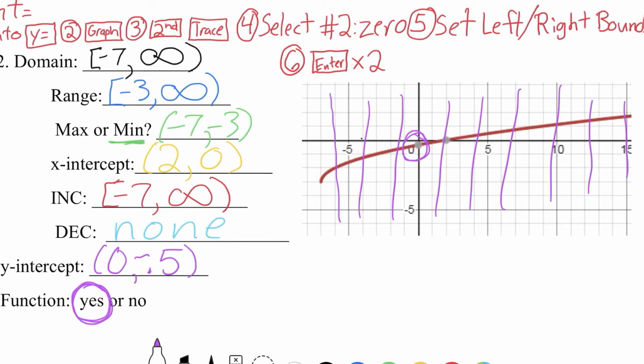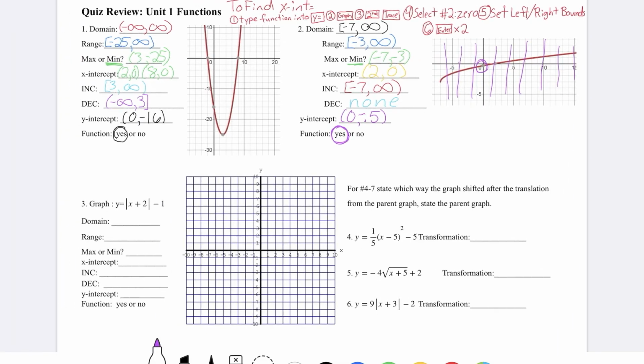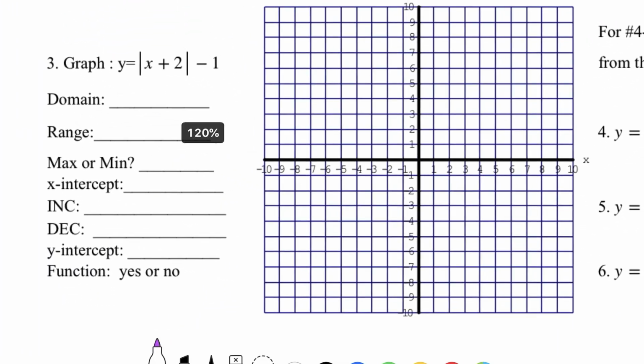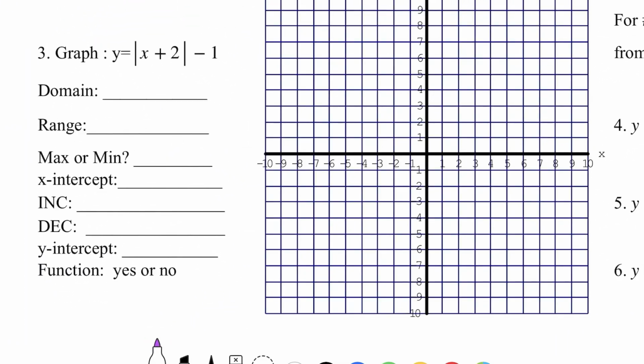All right, so number 3. Number 3, we have to graph. Either you can use Desmos for practice, or you can use a graphing calculator. But you're going to go to your graphing calculator, you're going to go to y equals, and type in that equation.